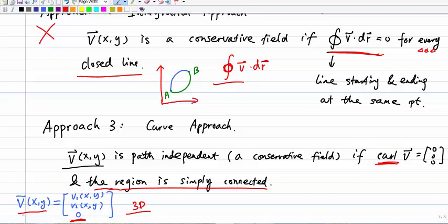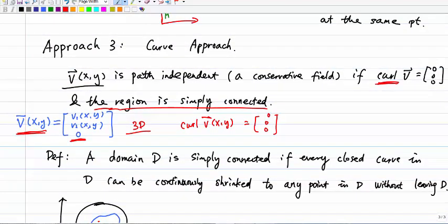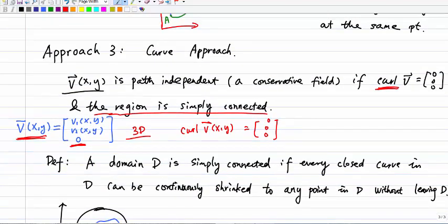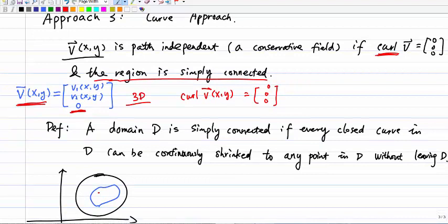So if you only talk about 2D, you have to make sure that you add a 0 as the last component, and you check the curl. If the curl of V is equal to 0, 0, 0, and also its region is simply connected. Simply connected means, I give a definition of this one: a domain D is simply connected if every closed curve in D can be continuously shrunk to any point in D without leaving D.